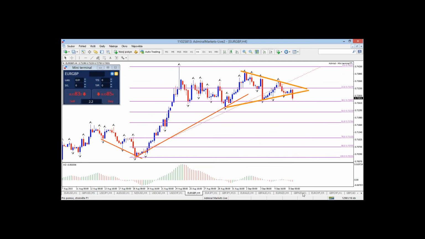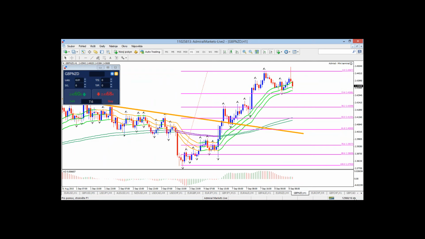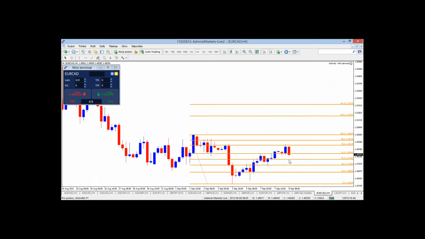and pound is maybe 50 fib, and euro CAD 4-hour candles here, perhaps for downside. I would like to see the 4-hour bearish candle a bit bigger and a close near low. So those are just some ideas that I have for today.